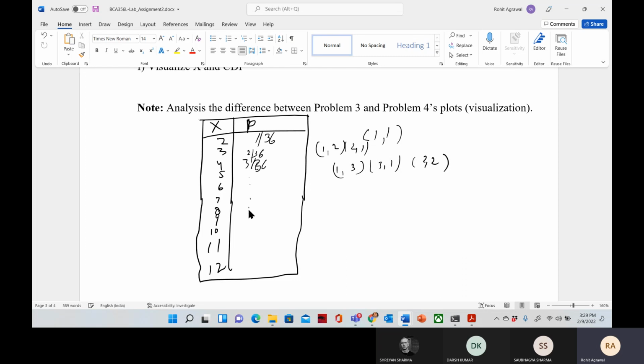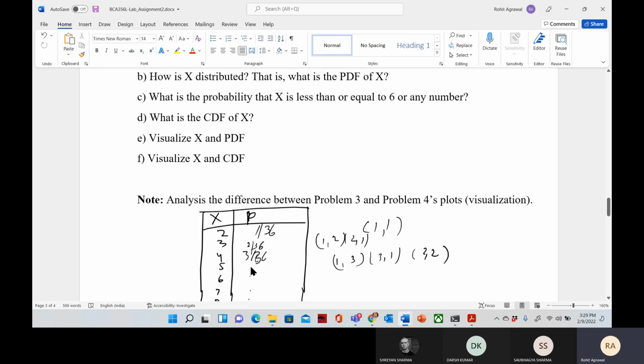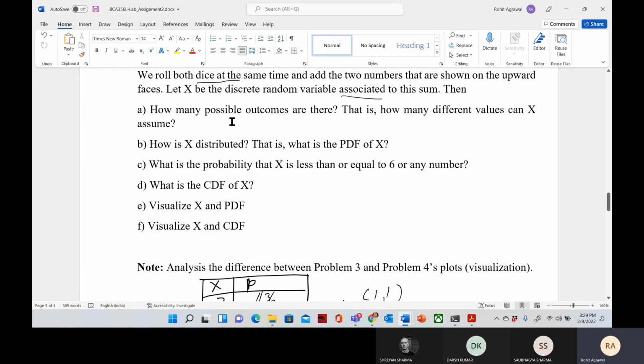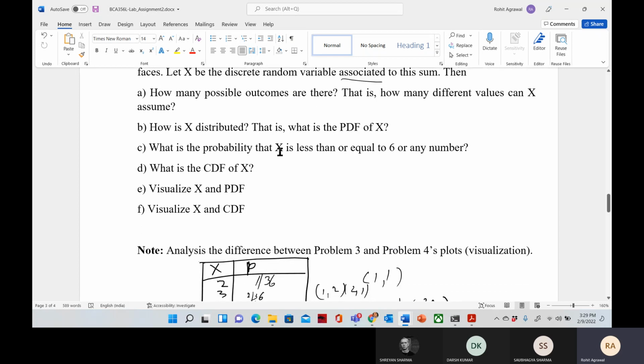So similarly, you can draw all the probabilities. Okay? So how many possible outcomes are there? We have 2 to 12. That means 11 possible outcomes are there. Now what is the probability that X is less than or equal to 6?